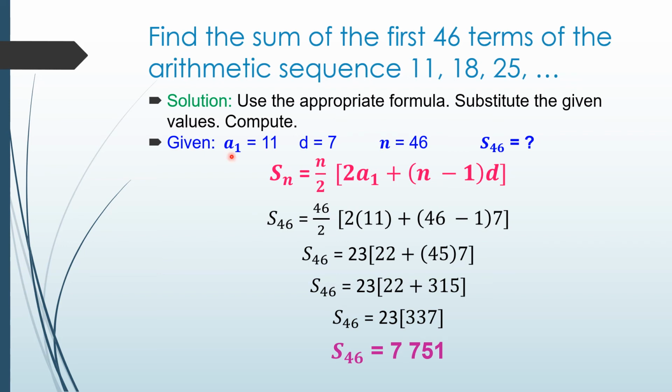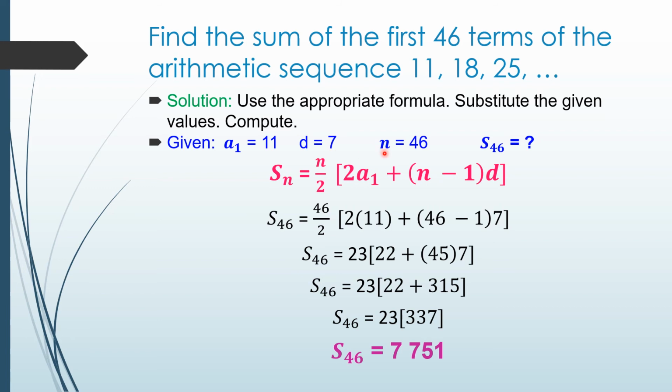For the value of the first term, we have 11. Bakit 11? Kasi ito ang unang term na ibinigay sa sequence. Ang common difference ay equal sa 7. Bakit 7? Kasi 18 minus 11, that is 7. 25 minus 18, that is 7. Kaya ang common difference natin ay 7.